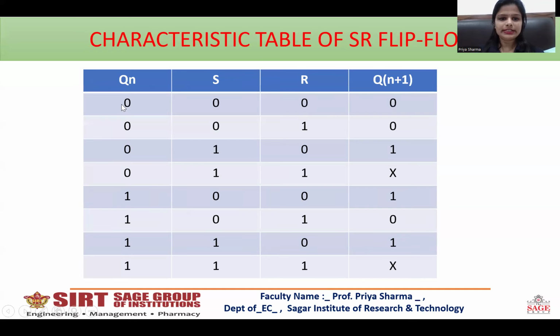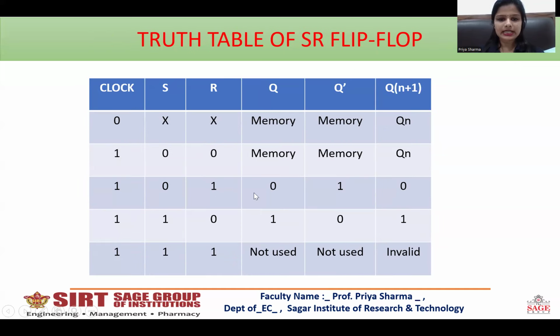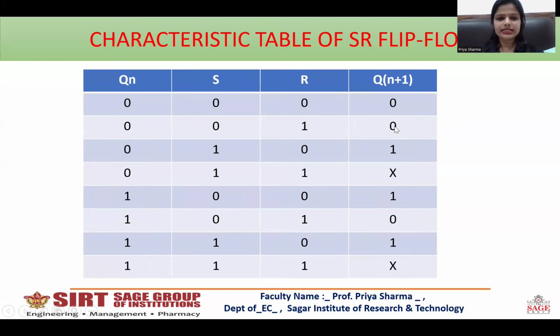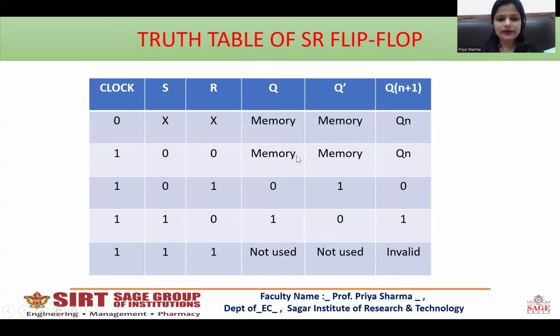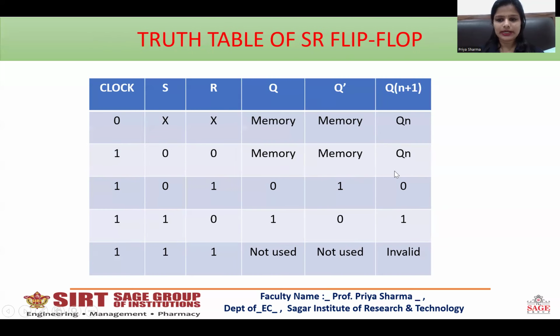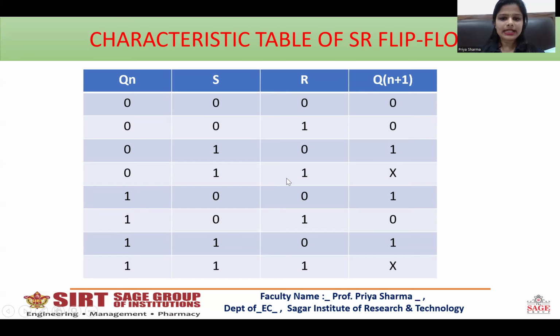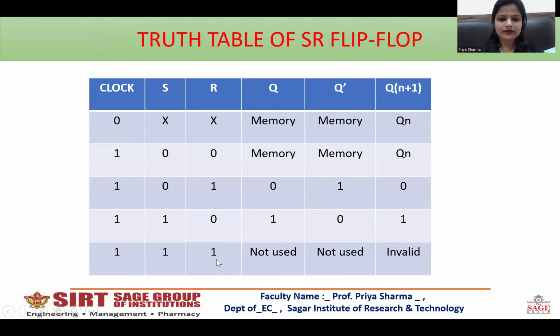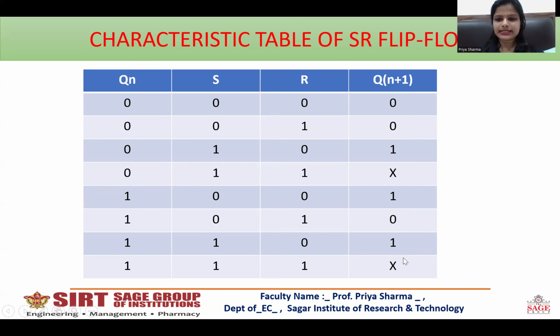So Qn is 0. Again, when S and R are 0, 1, the next state is again 0. So we have taken this 0. When S and R are 1, 0, over here you can see the output next state is 1. When S and R are 1, 1, the next state is invalid. So we have used don't care over here.